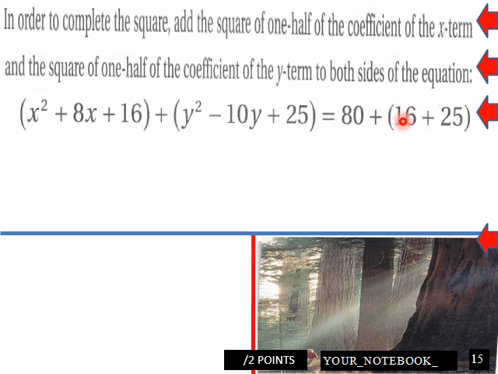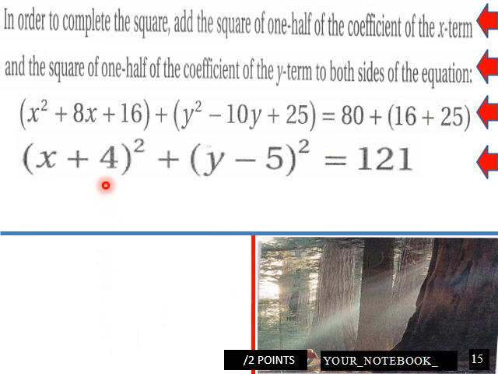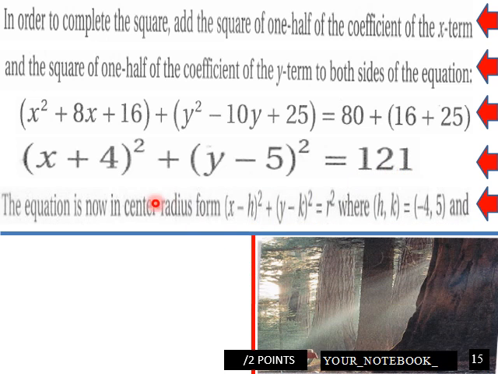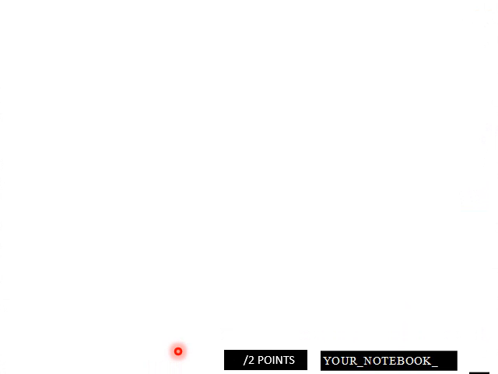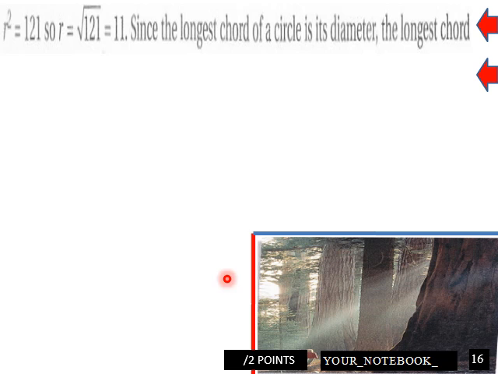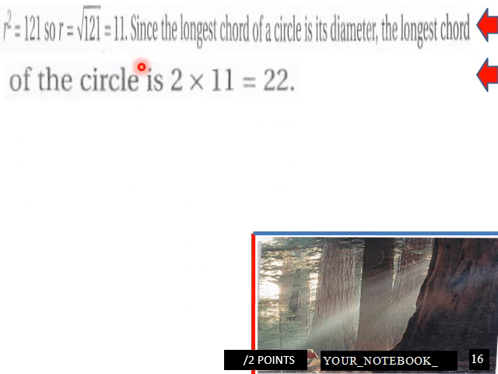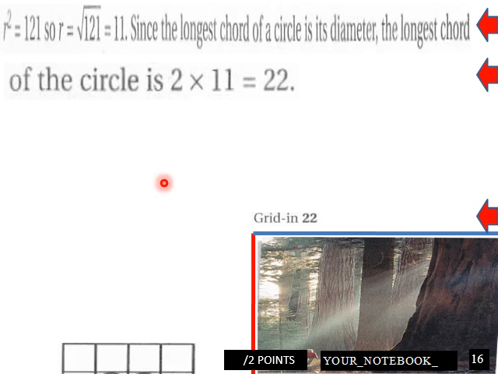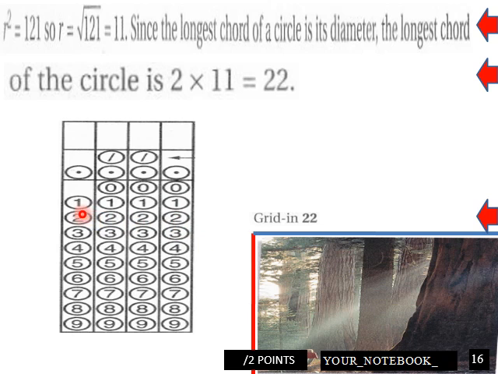Over here we're adding this. x plus 4 squared plus y minus 5 squared equals 121. The equation is now in center-radius form, where h and k are -4 and 5. So r squared equals 121, so r equals the square root of 121, which equals 11. Since the longest chord of the circle is its diameter, the longest chord of the circle is 2 times 11 equals 22. So grid in 22 here.